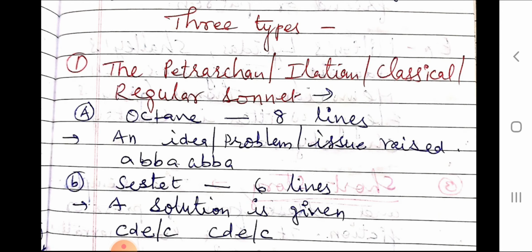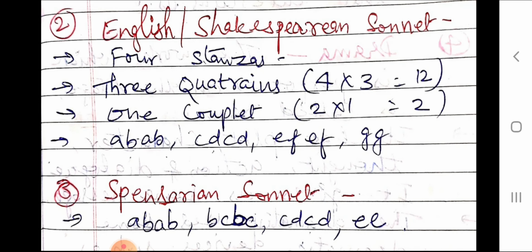Now, the second type of sonnet, that is the English or Shakespearean sonnet. English sonnet or Shakespearean sonnet. Since this sonnet was brought by William Shakespeare into England from Italy, and it was popularized by William Shakespeare by excessive use, that's why it is called after his name as Shakespearean sonnet or English sonnet.